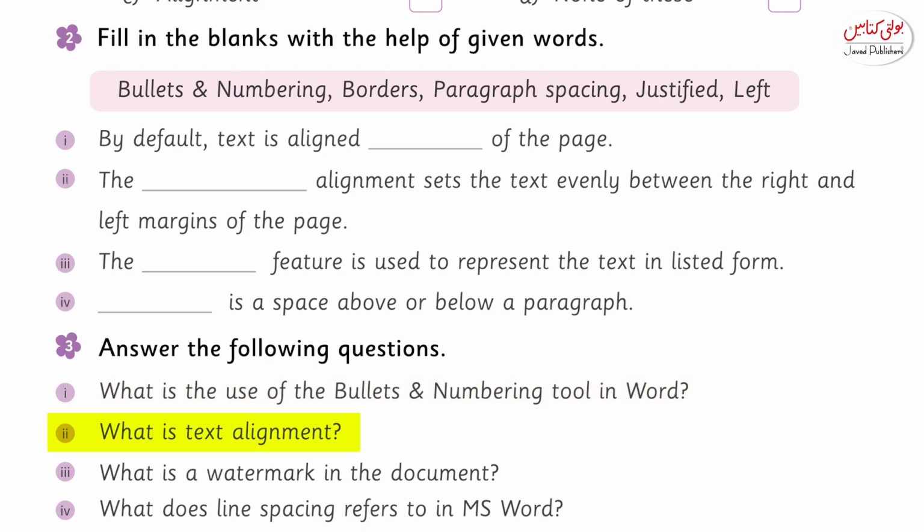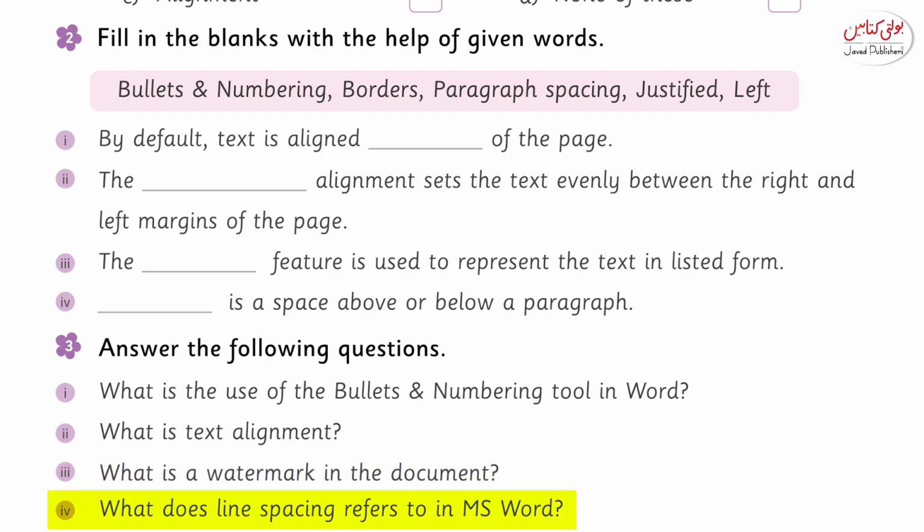Question 2. What is text alignment? Text alignment refers to the position of the text with respect to the page margins. What is watermark in the document? Watermarks are faint imprints of text or images that appear behind the text.